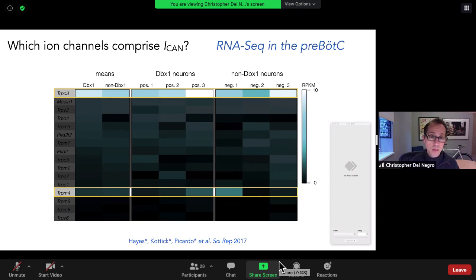And in the following studies that I'm going to describe for you, we investigated both TRPC3 and TRPM4, but we found that one of them was a far better candidate for CAN current than the other. So for the next few slides, I'm just going to focus on the TRPM4 experiments. So here's how we tested the role of TRPM4 and the CAN current in breathing output patterns.